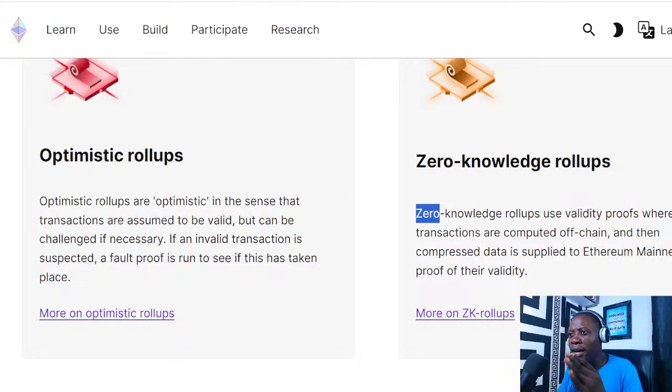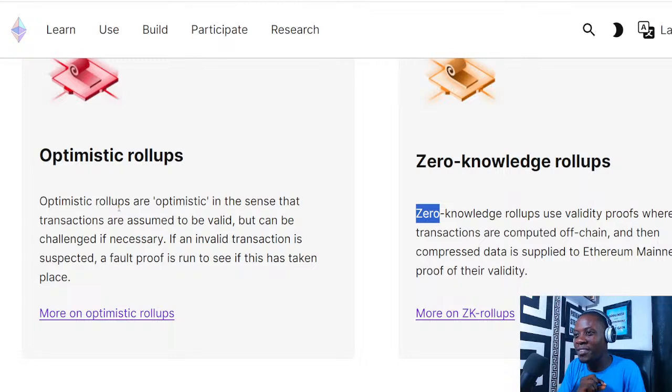Whichever way, this optimistic rollup is making an assumptive statement or position for a transaction. And by that, it means every transaction that goes through an optimistic rollup is being assumed to be very, very valid. And let me conclude on that.